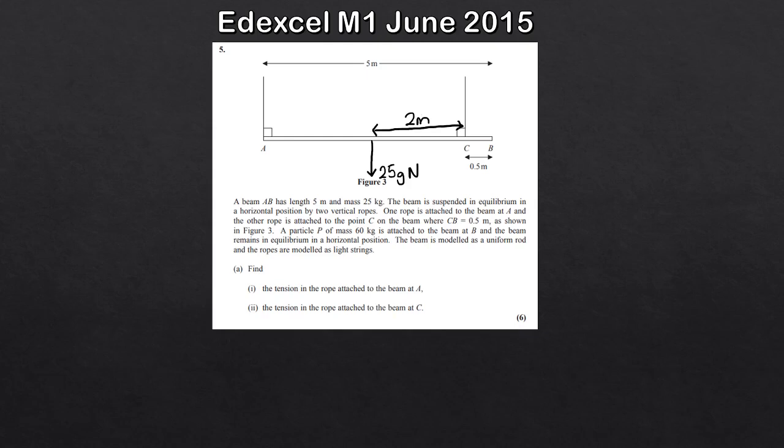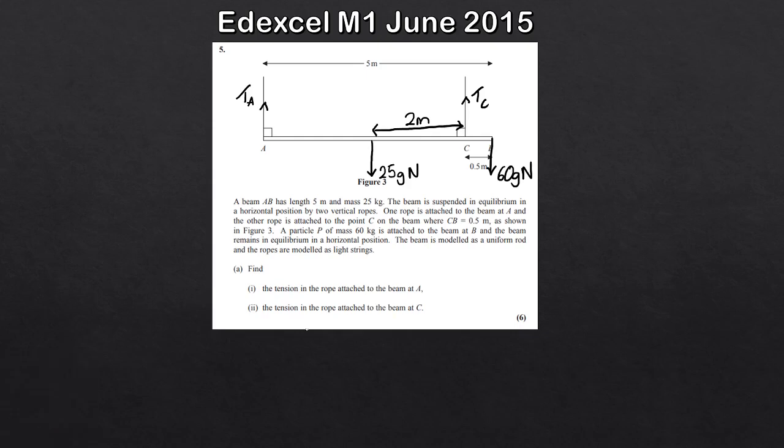We can also apply the tensions here in the ropes. This tension, I'm going to call it TA, because it's at the point A. And this one here, I'm going to call it TC, the tension at C. We've also got this point B here, which we know is a particle P which is attached. So 60 kilograms, we can write that in as 60 G newtons. I don't think there's really anything else we can add just yet, and that should hopefully be everything. So let's have a go at tackling it.